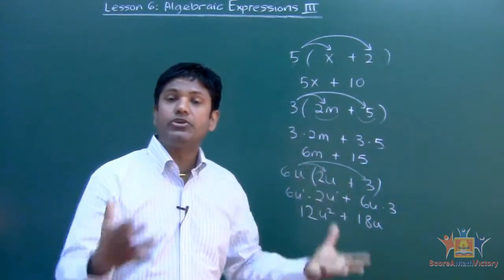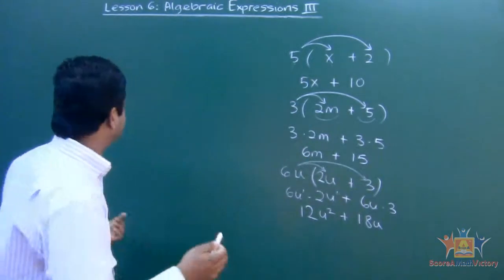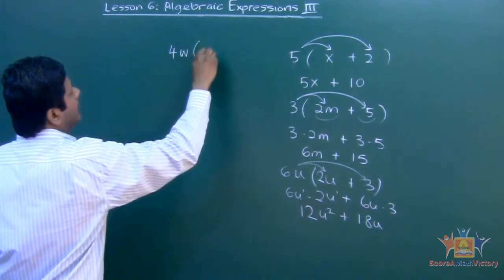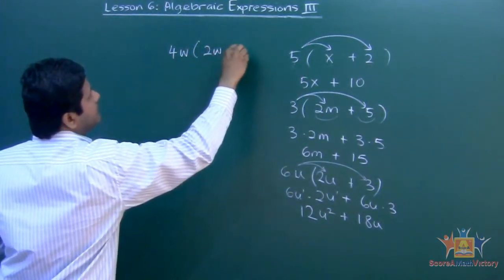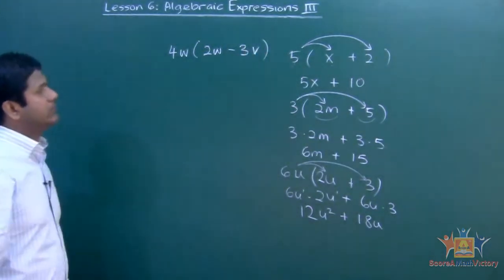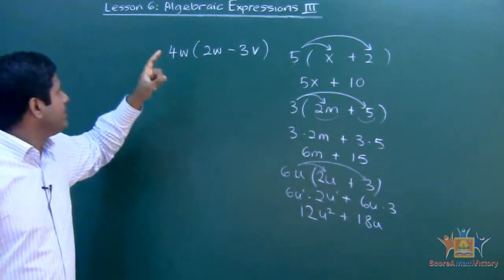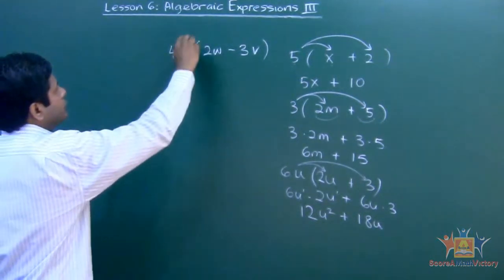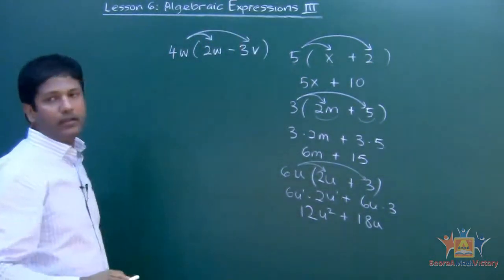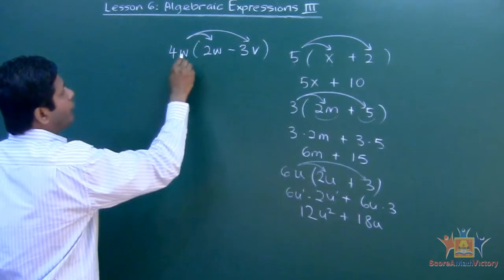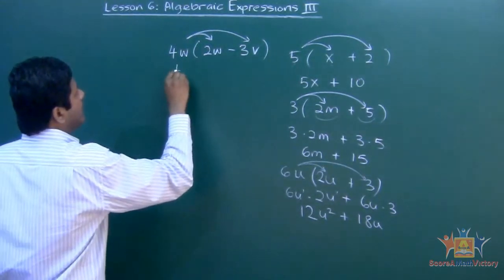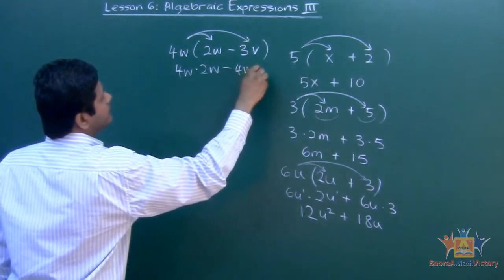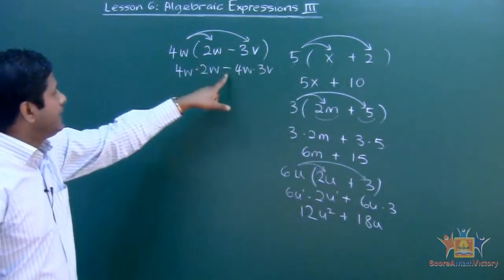So you've got to pay attention to how you expand. It can be plus or it can be minus. Let's say for example, I could give you 4w, and then 2w minus 3v like this. And I want to expand. That means I'm distributing 4w into 2w and 3v. So we're going to use the shooting star method. So 4 times 2 is 8. In other words, I'm taking 4w times 2w minus 4w times 3v. See that? The negative stays right there.